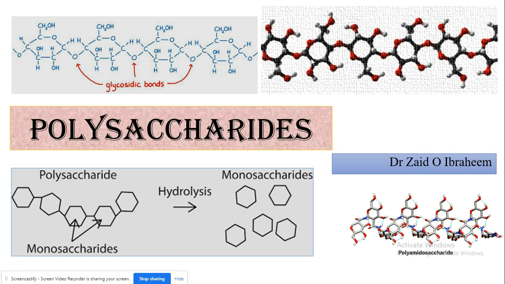The monosaccharide units that are in the pyranose form contain oxygen as one member of the ring, and they are also attached together through the glycosidic linkage.